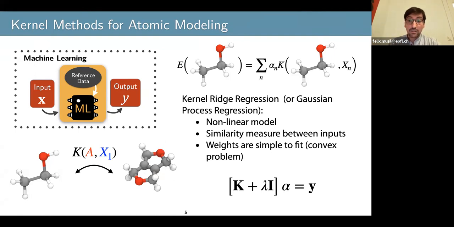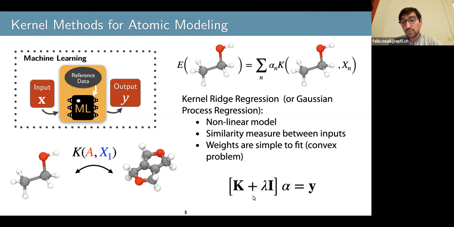So again, this is a nonlinear model, even if it might look linear in its formulation. The nonlinearity comes from the kernel functions and the fact that we use the training points as a basis for the predictions. And also the very nice feature of this kind of method is that it's very simple to fit. There is no ambiguity, because really we have a linear system of equations that we can solve either directly or in many other ways.